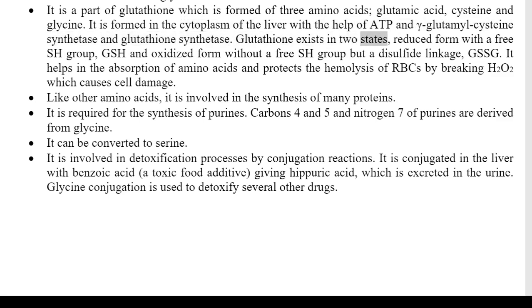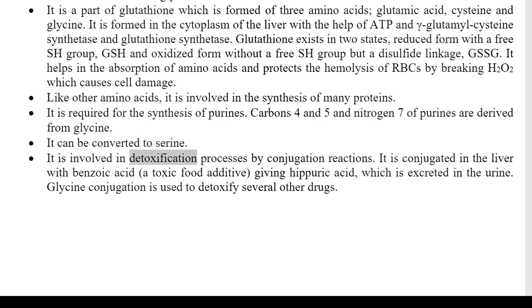Glutathione exists in 2 states: reduced form with a free SH group, GSH, and oxidized form without a free SH group but with a disulfide linkage, GSSG. It helps in the absorption of amino acids and protects RBCs from hemolysis by breaking down H2O2, which causes cell damage. Like other amino acids, it is involved in the synthesis of many proteins. It is required for the synthesis of purines. Carbons 4 and 5 and nitrogen 7 of purines are derived from glycine. It can be converted to serine.